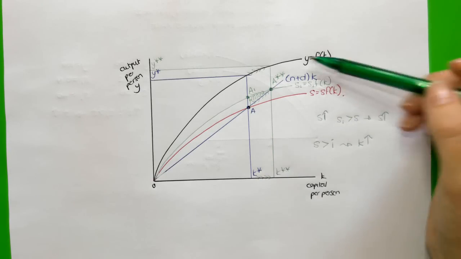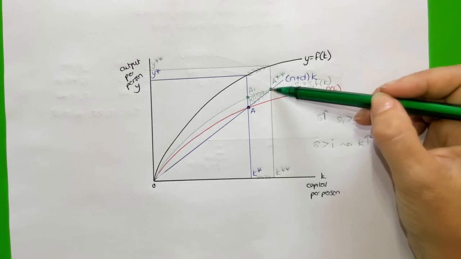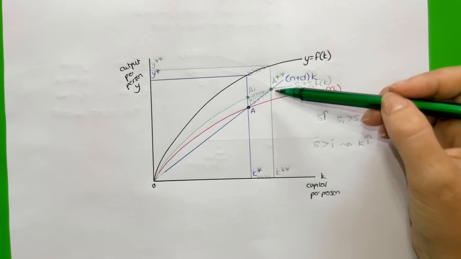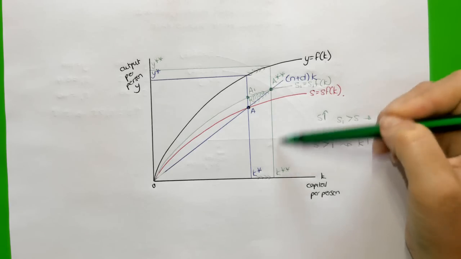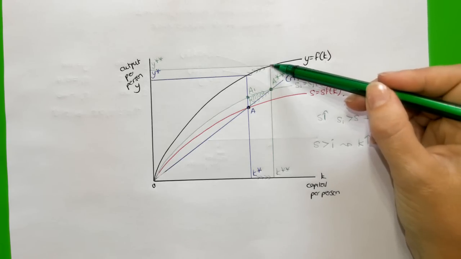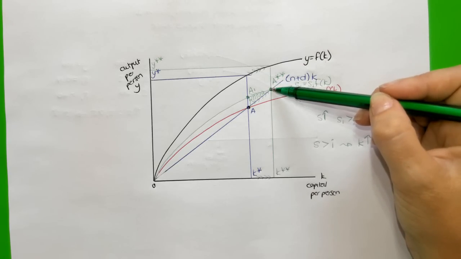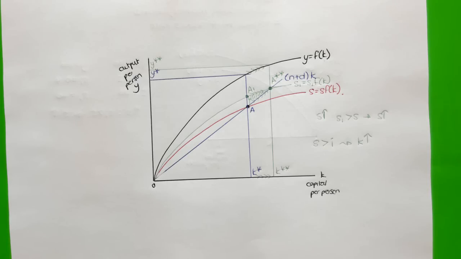But notice the following. In the new steady state, once that steady state has been reached, there will be no further changes in either capital stock per person or output per person. Why? Neither capital stock per person nor output per person will grow any further once the new capital to labor ratio has been reached. Because when there is steady state, the amount of investment per person required to keep the capital to labor ratio constant is just being met by the amount of savings per person being generated in that economy. So at that new steady state, savings is once again equal to investment per person.